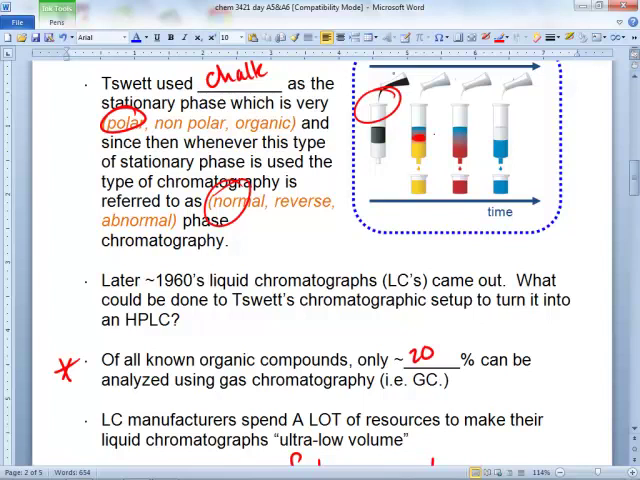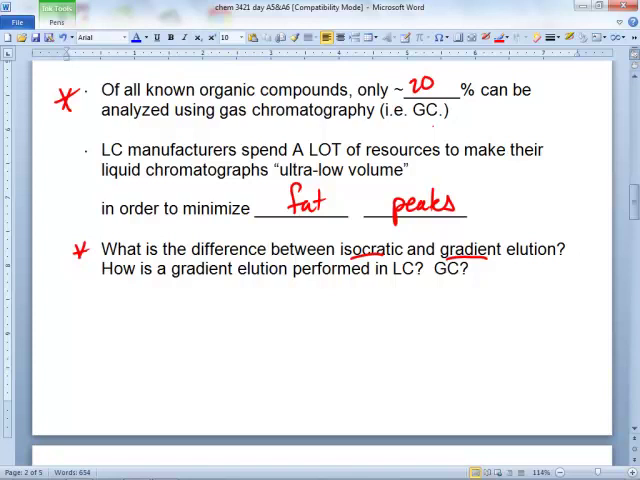Anything. You can change any parameter, flow rate, anything you can imagine. What are parameters? There's flow rate. What's another parameter? Temperature, pressure. You really can't change columns, right? Because then you'd lose everything. But I think those are the main ones. Okay. How is a gradient elution performed in LC or GC?